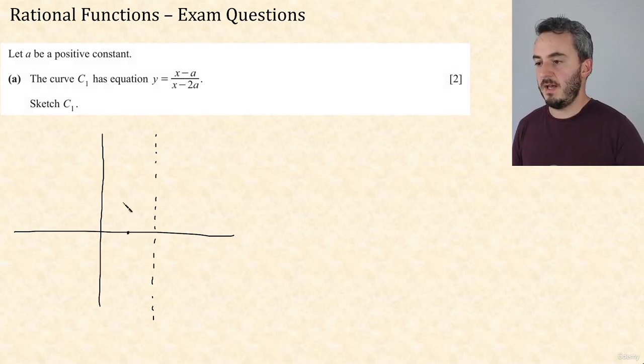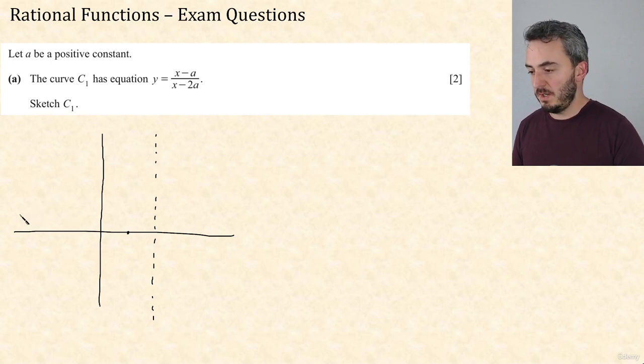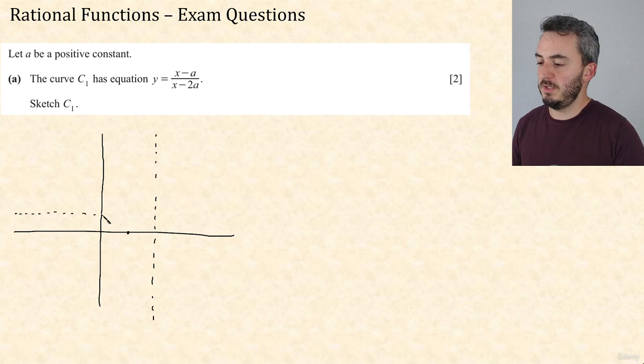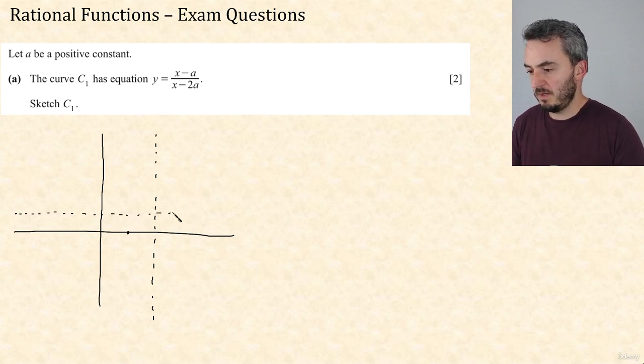And then as x tends to infinity, well, the minus a and the minus 2a become irrelevant. I've got x over x, so that's 1. So I should plot a horizontal asymptote which doesn't confusingly look too much like a. So I guess I'm making it a bit bigger than 1 in my head, although it doesn't really matter.